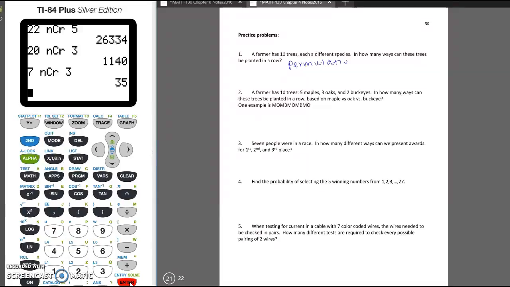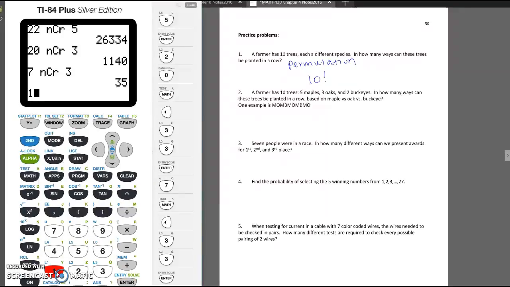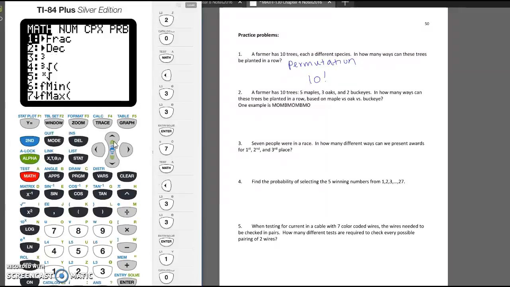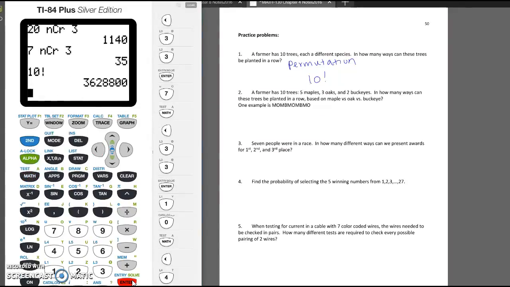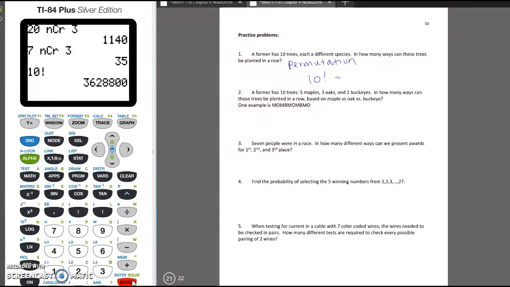And since we're doing all of them, this is just going to be 10 factorial, which we can do on our calculator. So we'll have 3,628,800 ways that those trees could be planted.